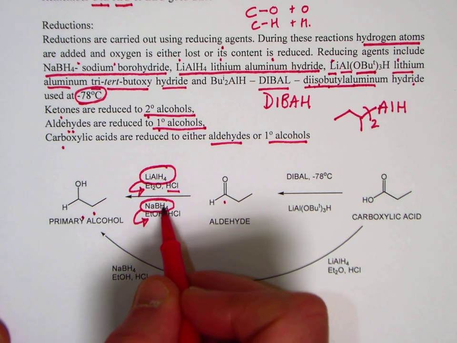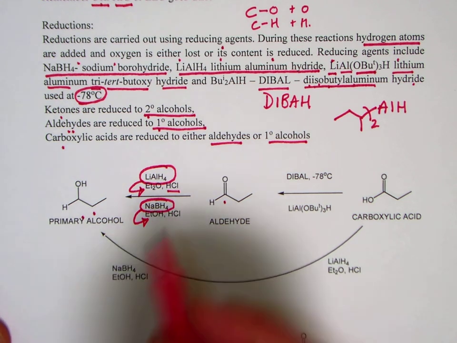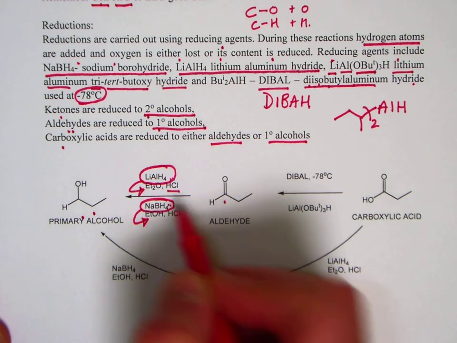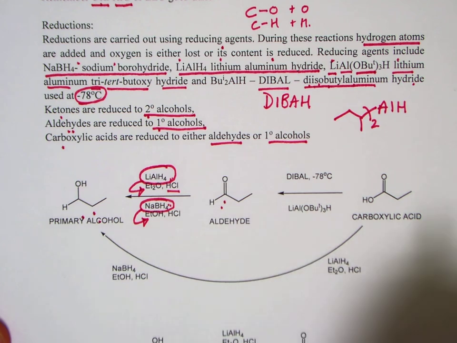And that's going to be important because this is the reagent we're going to use in the lab when we carry out our reduction of benzophenone. So these are our reducing agents to convert aldehydes to primary alcohols.